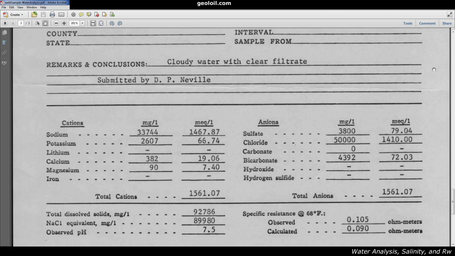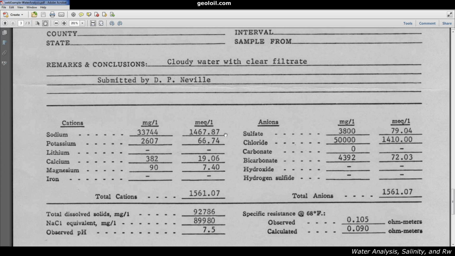So here we have the water analysis cation measurements in parts per million or milligrams per liter, which is quite similar. Like sodium, potassium, lithium, calcium, and magnesium. In some cases they measure iron. Then negative anions like sulfate, chloride, carbonate, bicarbonate, hydroxide, and hydrogen sulfide. Take this measurement and let's compute salinity. Basically, you will see that it will be quite similar to the results.